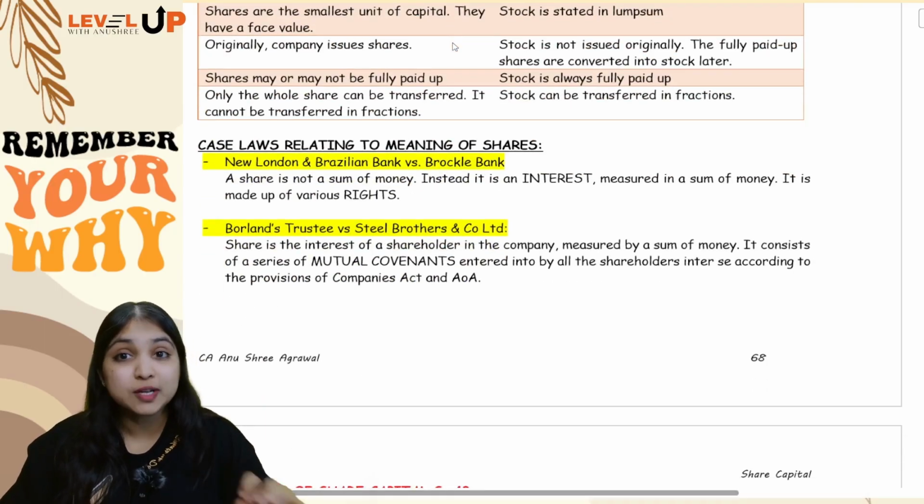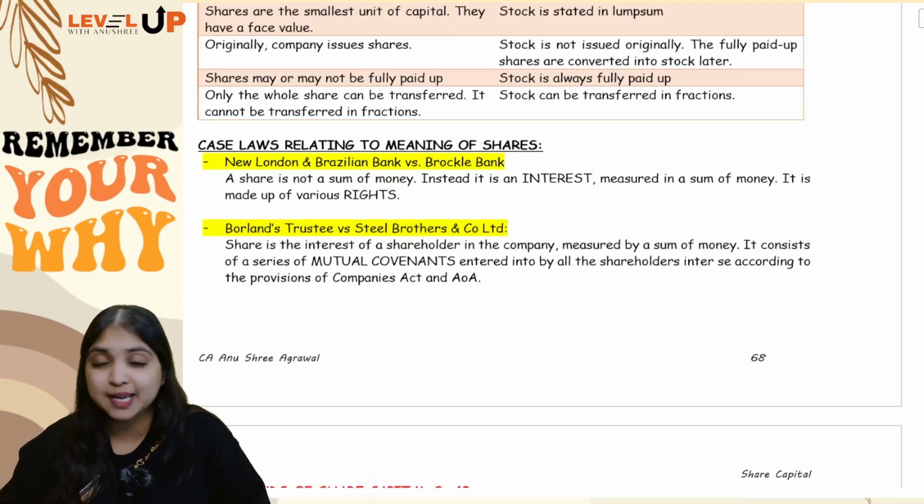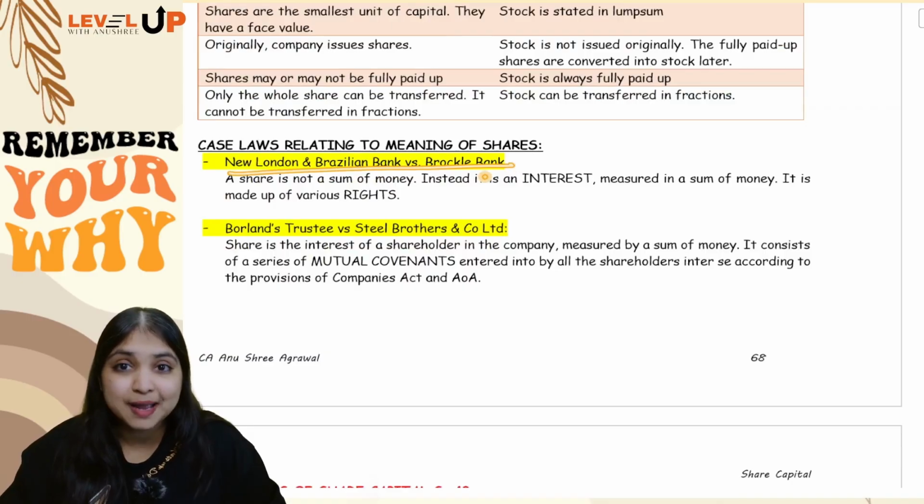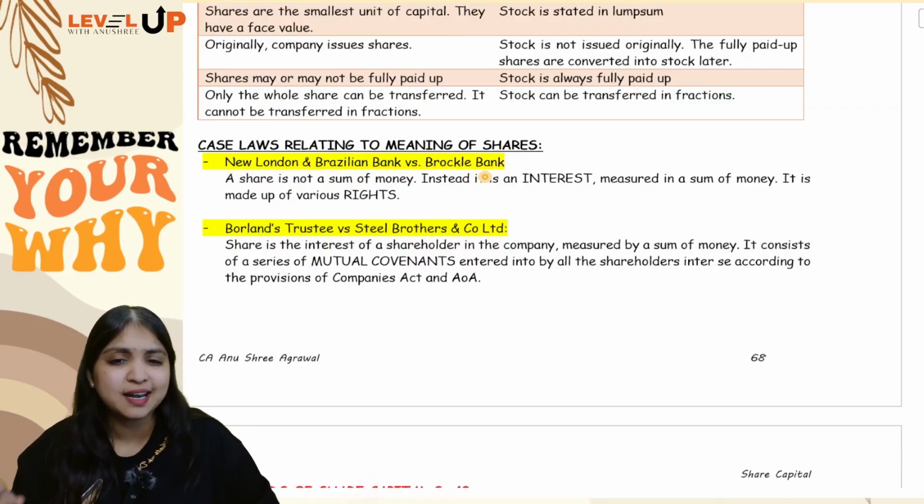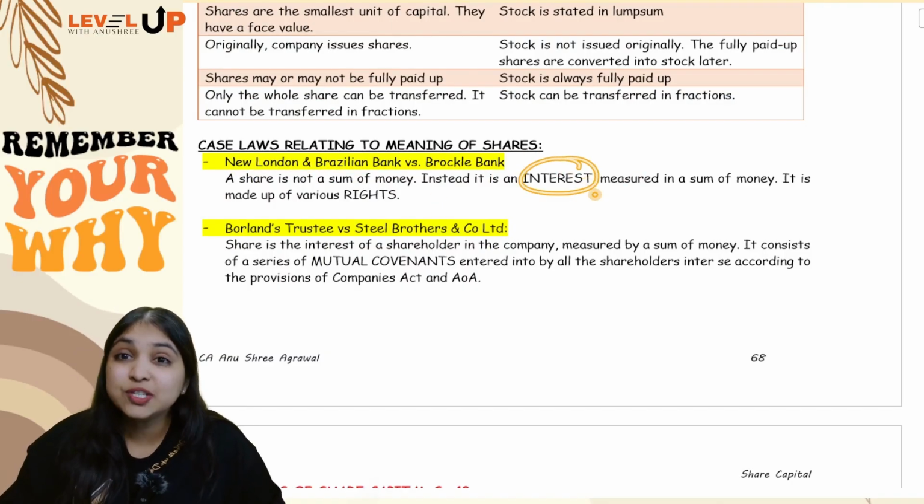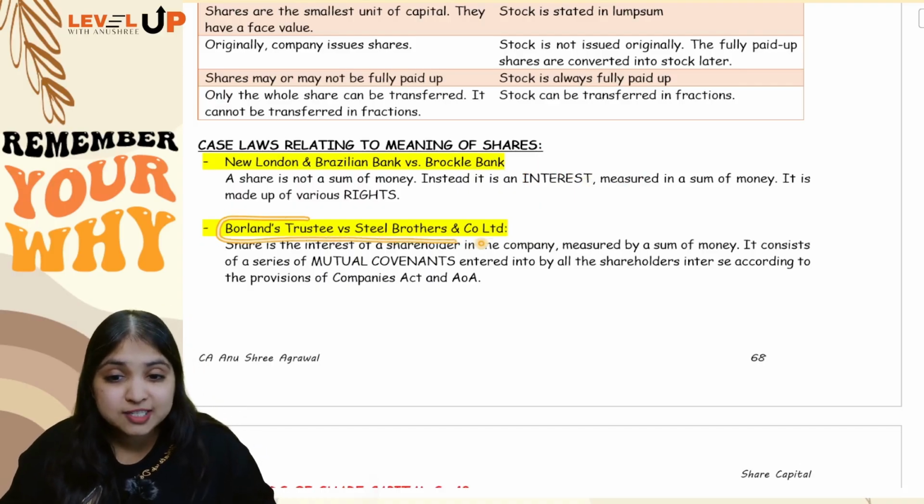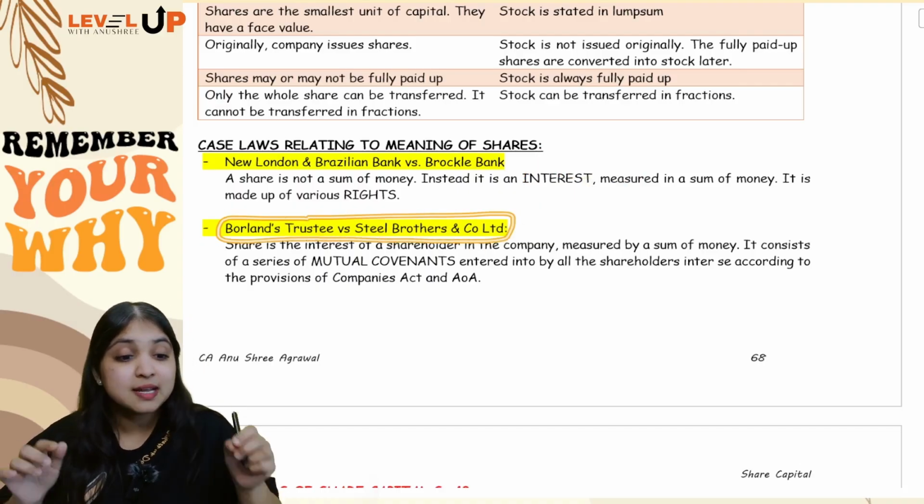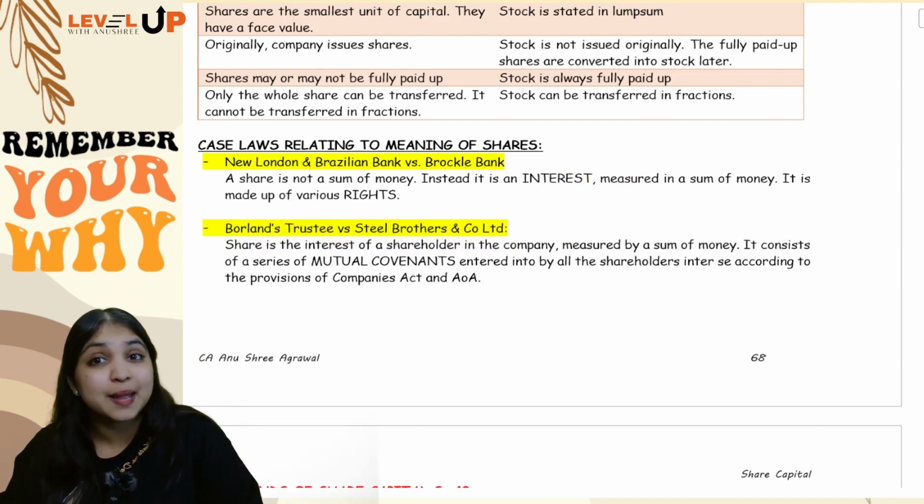Then we had learnt about two case laws relating to the basics of share capital. One was New London and Brazilian Bank versus Brockle Bank, wherein it was decided that share is not money, it is interest which is measured in money. And then we have Borland's Trustee versus Steel Brothers and Company Limited, the same case law which we had also learned in the MOA AOA chapter.